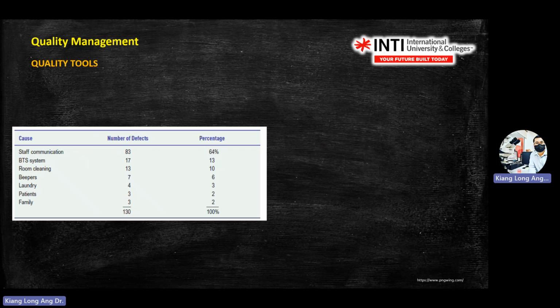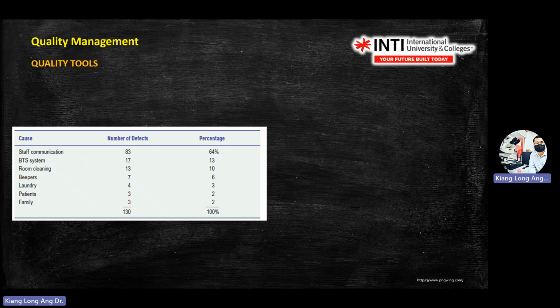For example, from the bed problem just now, there is a department in the hospital that came up with this table. They have problems A to Z with the number of defects. They count how many defects, for example staff communication, how many times it happened, staff miscommunication, and so on. Then you have a total of 130. How to calculate the percentage? For example, how do you get 64%? You take 83 divided by 130, the total cases you have. Then you get a percentage.